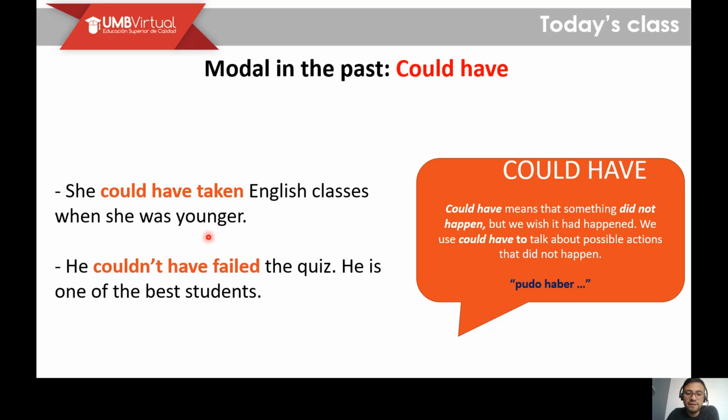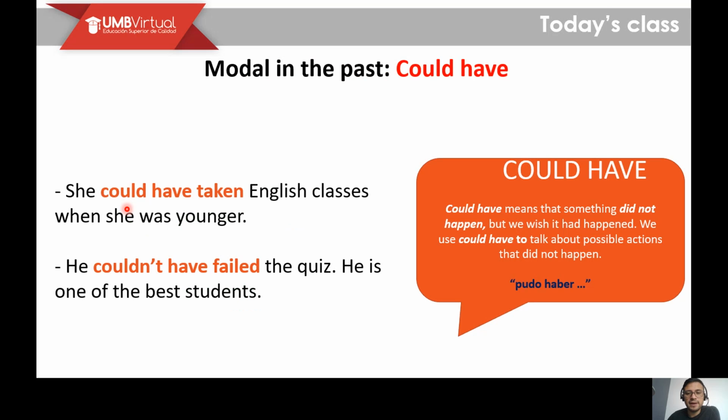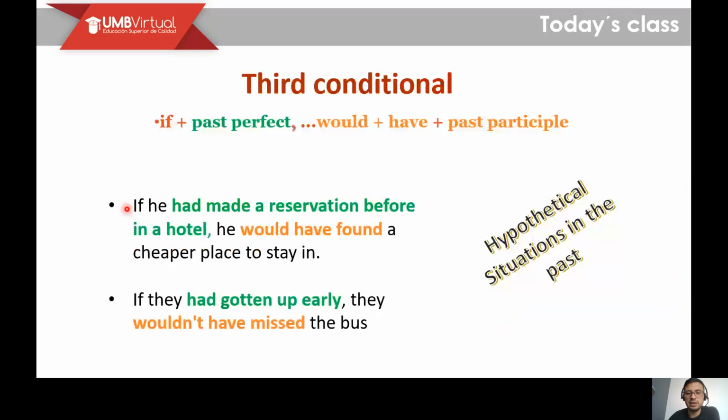He couldn't have failed the quiz. He's one of the best students. We have the negative form with could, that is a kind of auxiliary verb in this tense. And we have must have, but we're not checking it in this course.